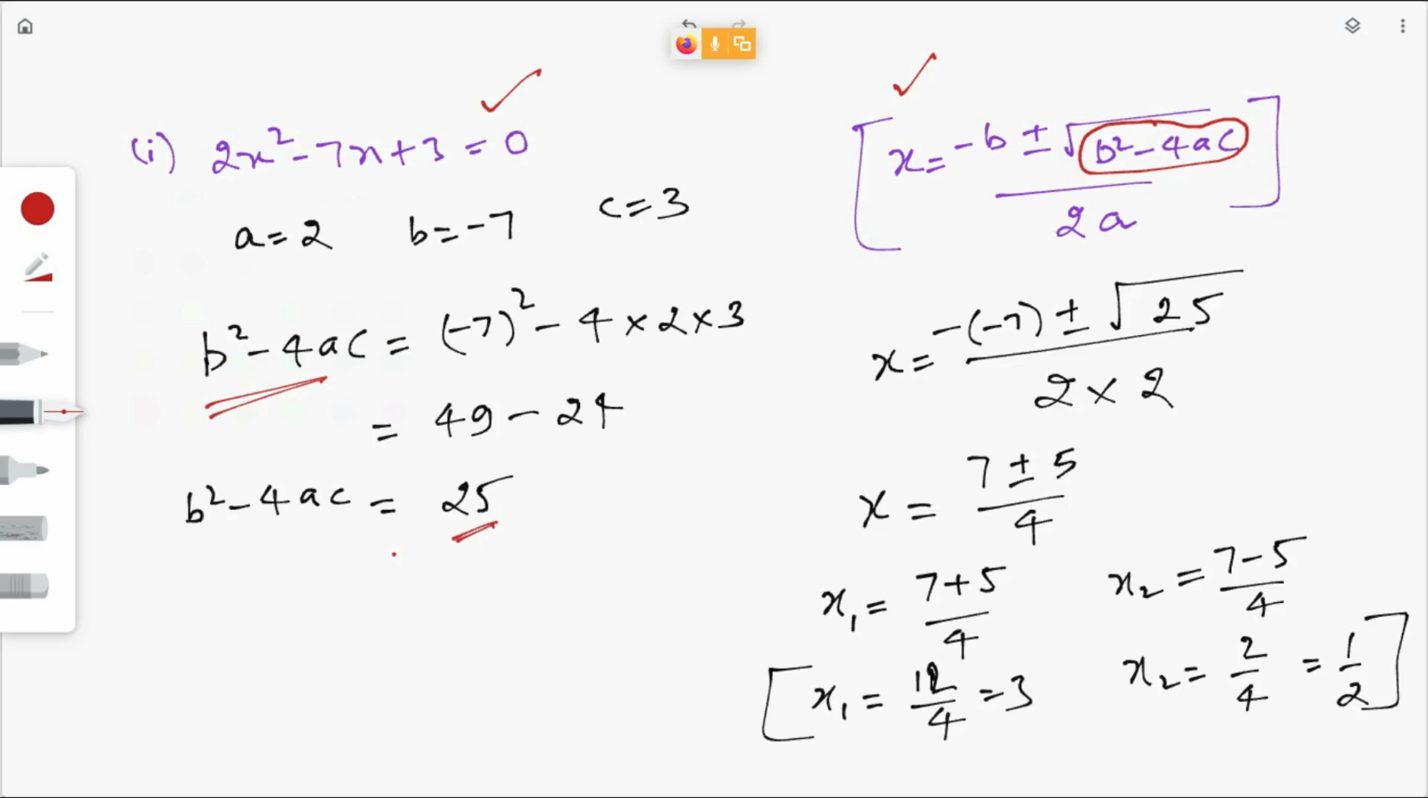right? So if this b square minus 4ac is greater than 0, then the real roots exist and you can go for the further steps. If in this step you get b square minus 4ac smaller than 0, some negative number, just put a sentence here: as b square minus 4ac is negative, the real roots do not exist.